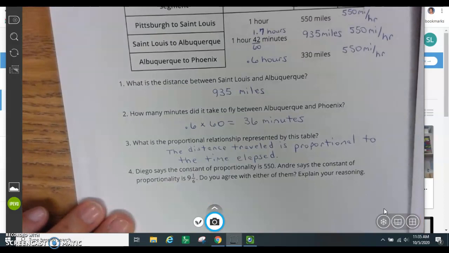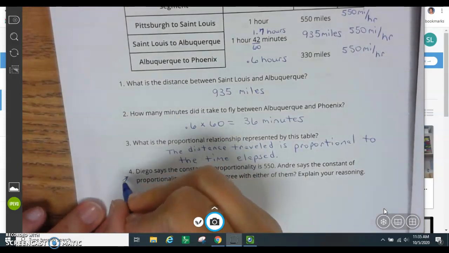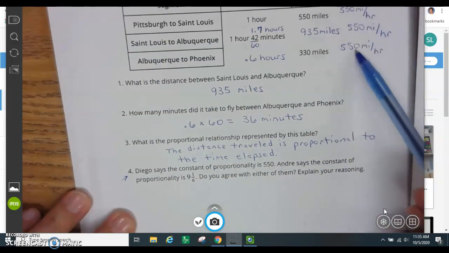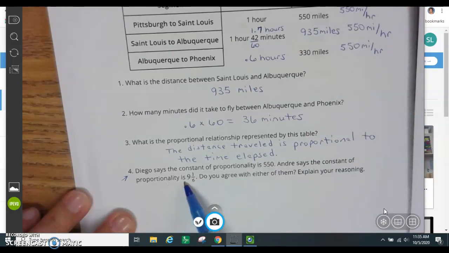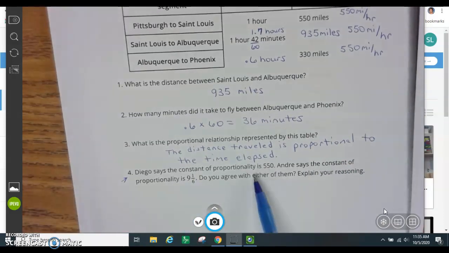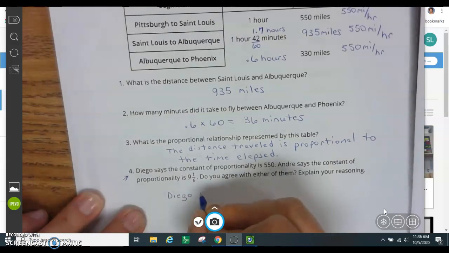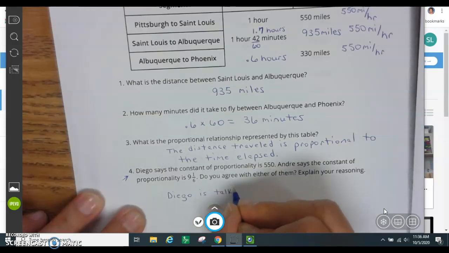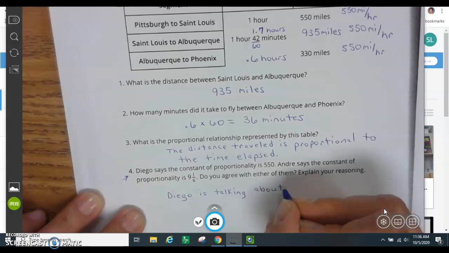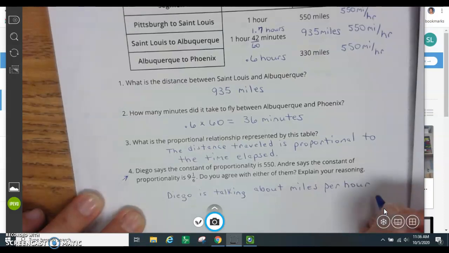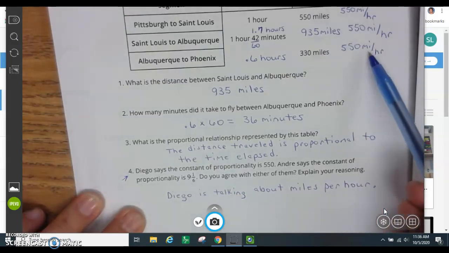Now, number 4 is just kind of taking this to a higher level. Diego says the constant of proportionality is 550. We talked about that. That would be true. Andre says the constant of proportionality is 9 1/6. Could you agree with Andre? Think about that. So Diego is talking about miles per hour, because he says it's 550 and our units are miles per hour.